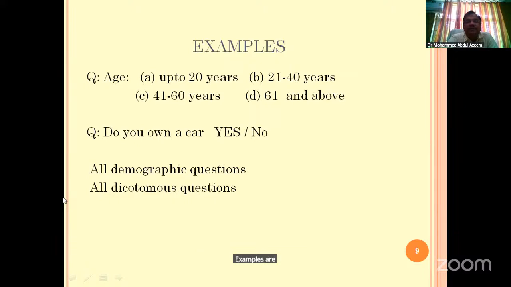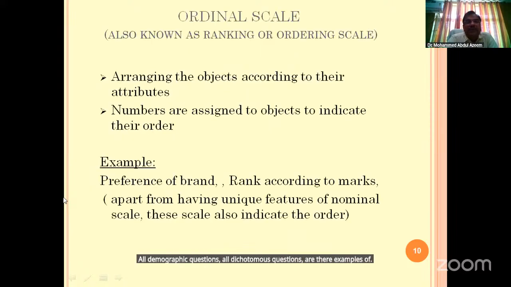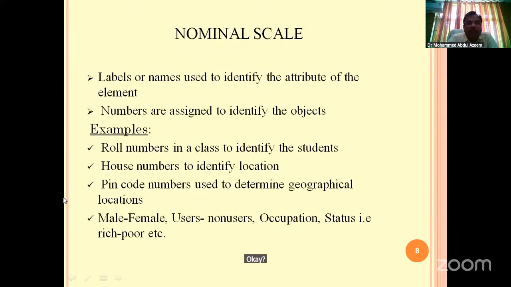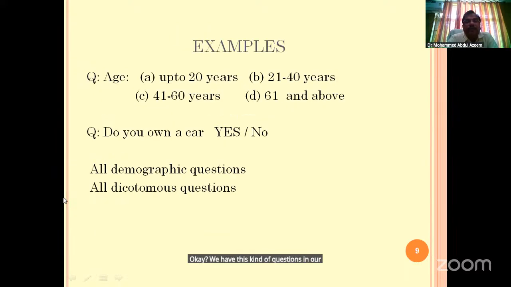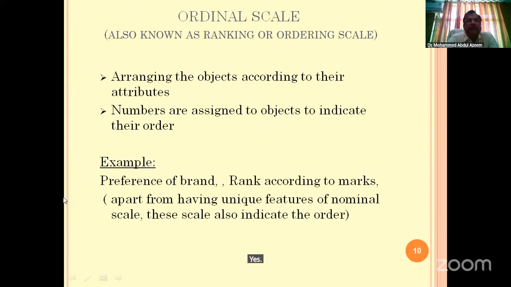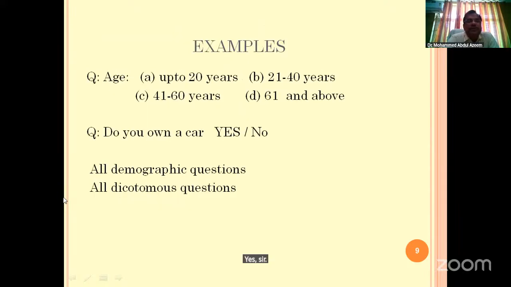Examples are these things. We use demographic profile, male, female. We use educated or uneducated. We use age. Do you own a car? Yes, no. All demographic questions, all dichotomous questions are examples of nominal scale. We have these kind of questions in our questionnaire. Are you able to hear me? Yes, sir.